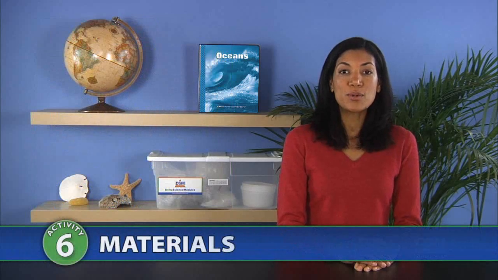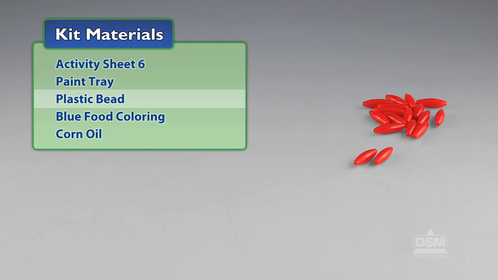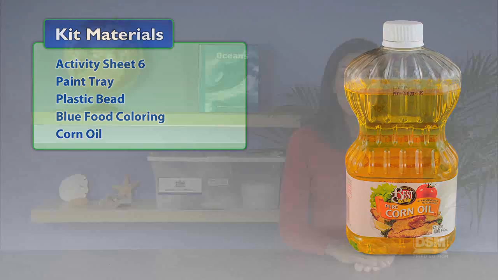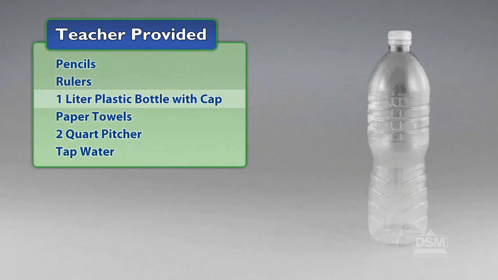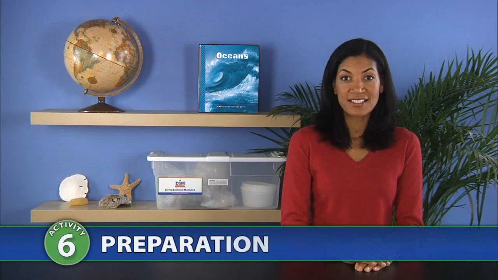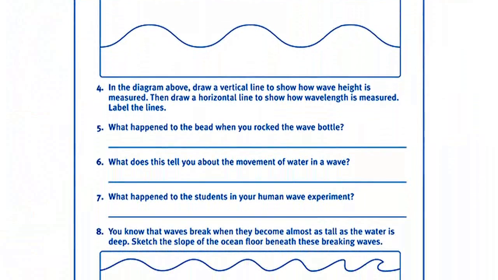You will need the following materials from the kit: Activity Sheet 6, paint tray, plastic bead, blue food coloring, and corn oil. You will also need to provide pencils, rulers, 1-liter plastic bottle with cap, paper towels, 2-quart pitcher, and tap water. To prepare for this activity, make a copy of Activity Sheet 6 for each student.